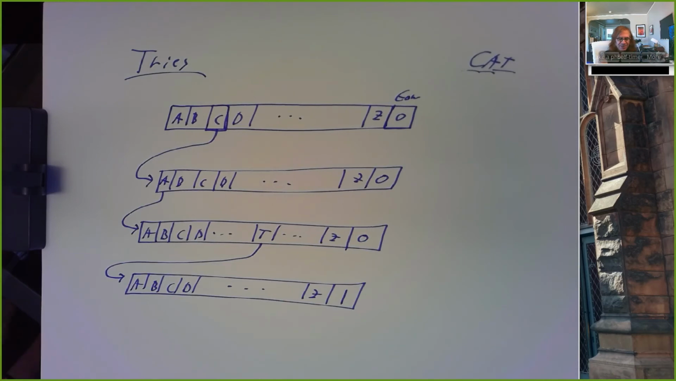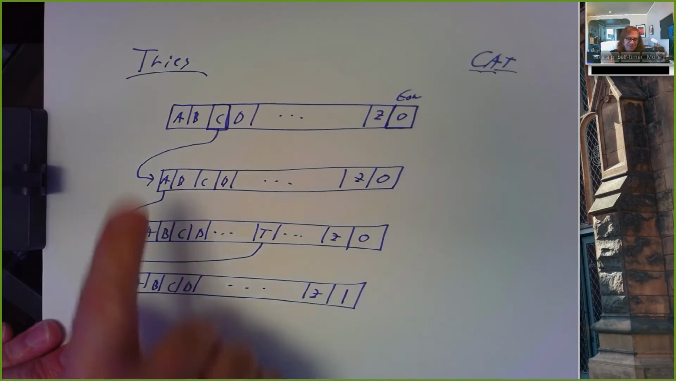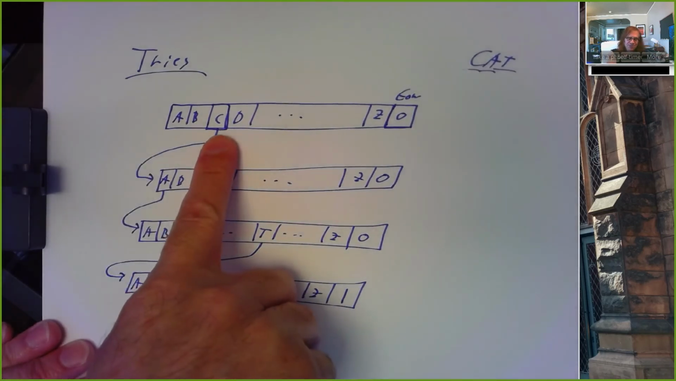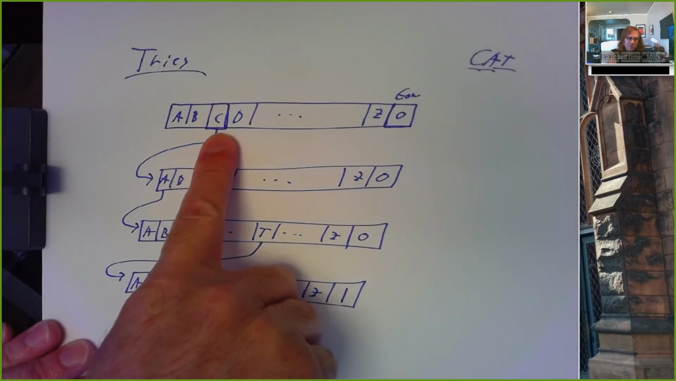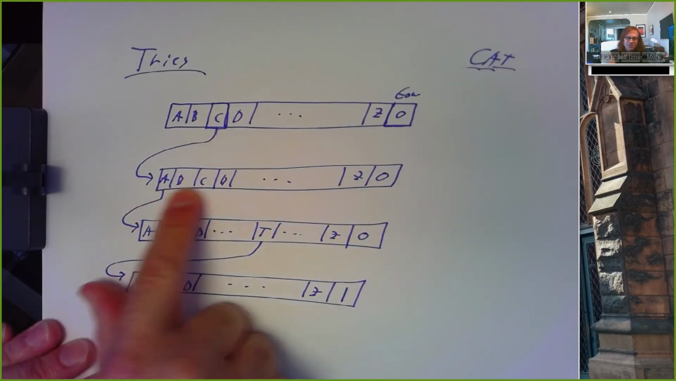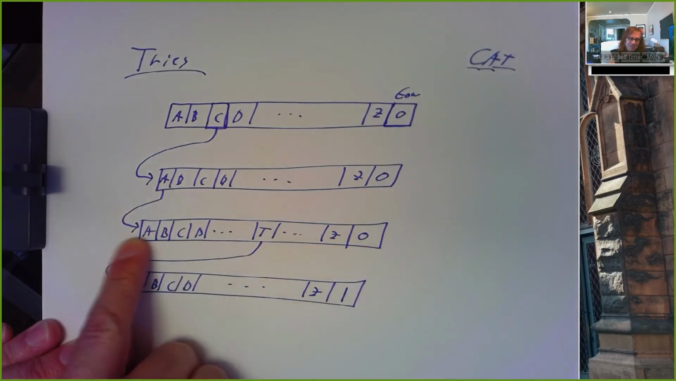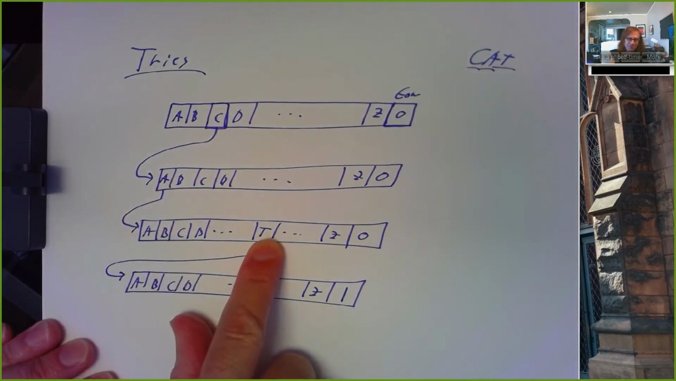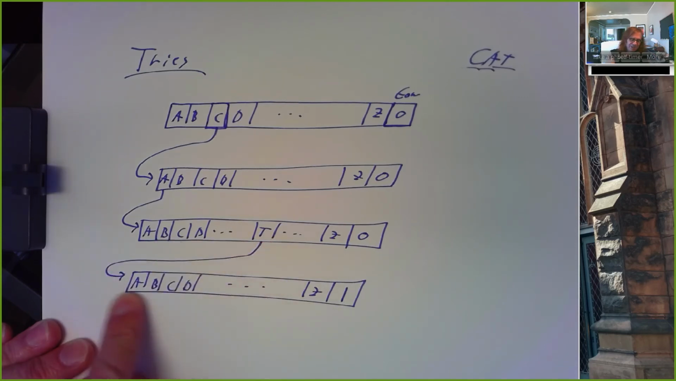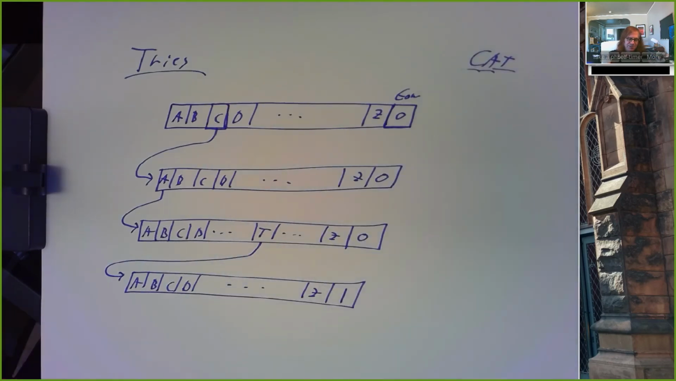All right, the word cat is now stored in this structure. How do I know? Because if I look at the C pointer, it's not null, it's pointing somewhere. If I look at where it's pointing, I see that the A pointer in this node is pointing somewhere. And if I follow that, I see that the T pointer in this node is pointing somewhere. And if I follow that, I see that my end of word flag is set. That tells me the word cat is stored in here.